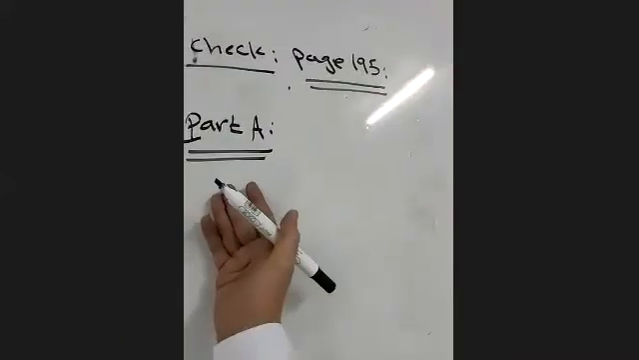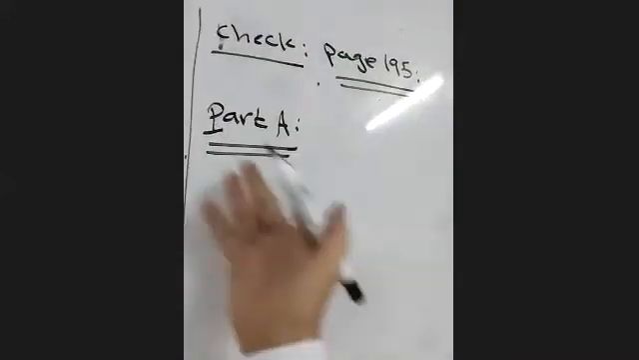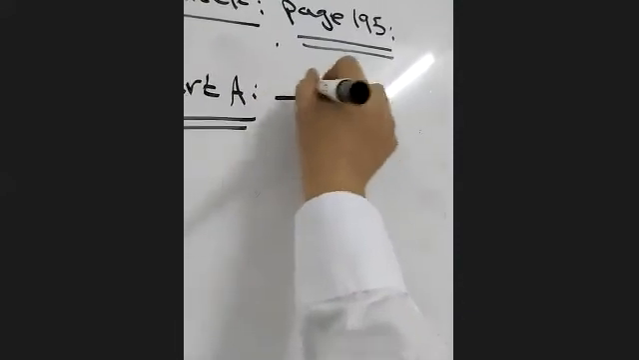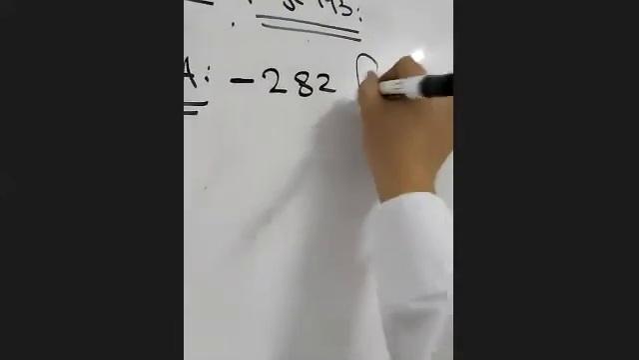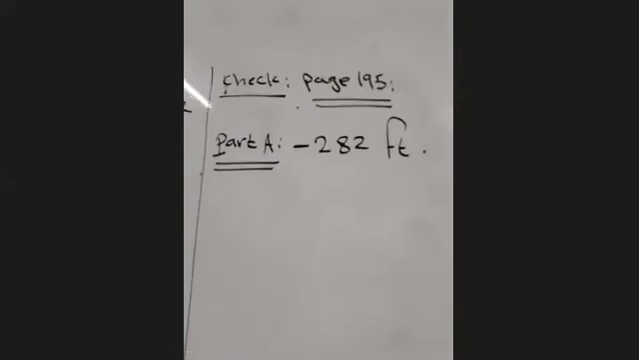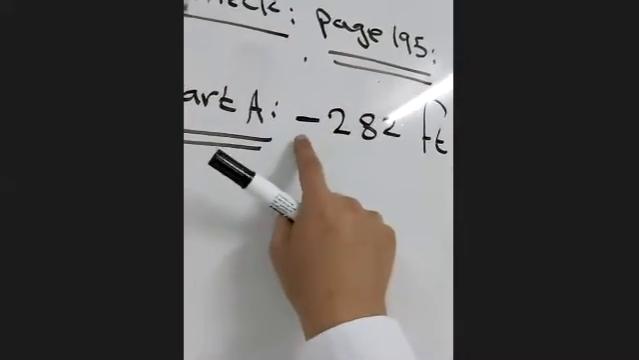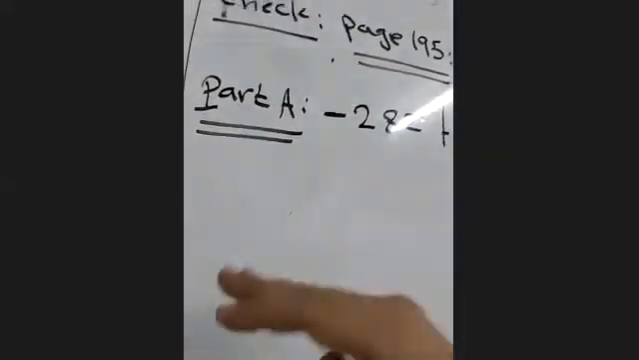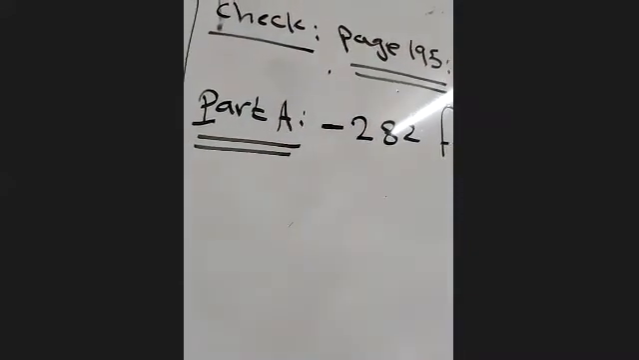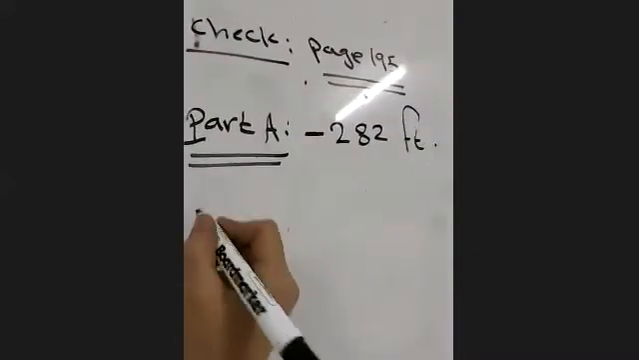So part A, the integer which represents this situation is negative 282 what? Feet. Write this integer, guys, in part A. Why negative? Because we are below the sea level. Below. Okay? Now, let's go to part B.